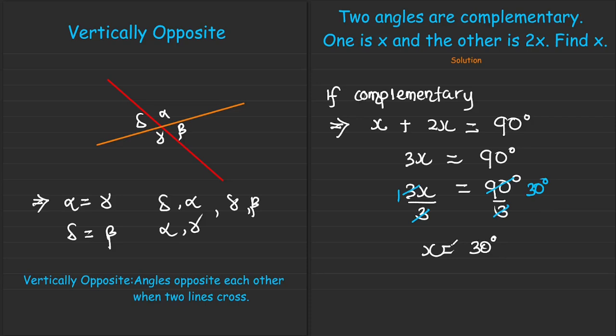Very, very simple. Most of these problems actually test your understanding of the properties that you have learned. Do you really know what it means to say two angles are complementary? Do you know what it means for us to say two angles are vertically opposite? Let's try some few more examples.